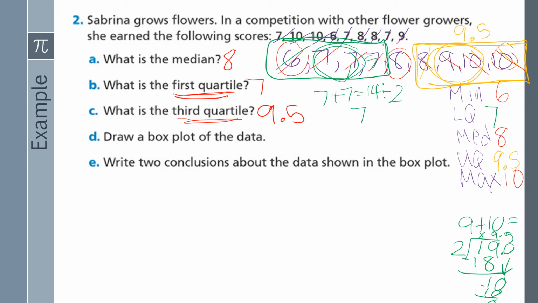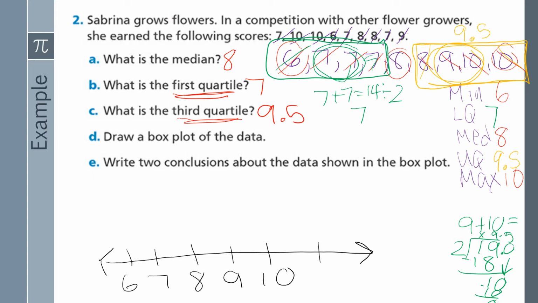So we're going to draw a box plot, which means we have to draw a number line. So my numbers go from 6 to 10. So let's just go ahead and write 6, 7, 8, 9, 10. Oh, I have some extra room. I'm just going to do 11, 12 because I can. So my box plot will have a min at 6 and a max at 10. And then my lower quartile is 7. My median is 8. And my upper quartile is 9.5. So notice I'm in between 9 and 10. So draw my box, and then draw my horizontal line sticking out. So there's my box plot.